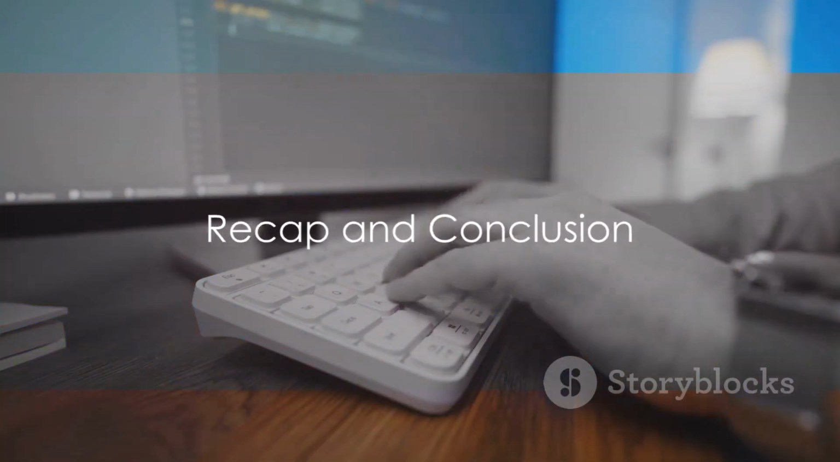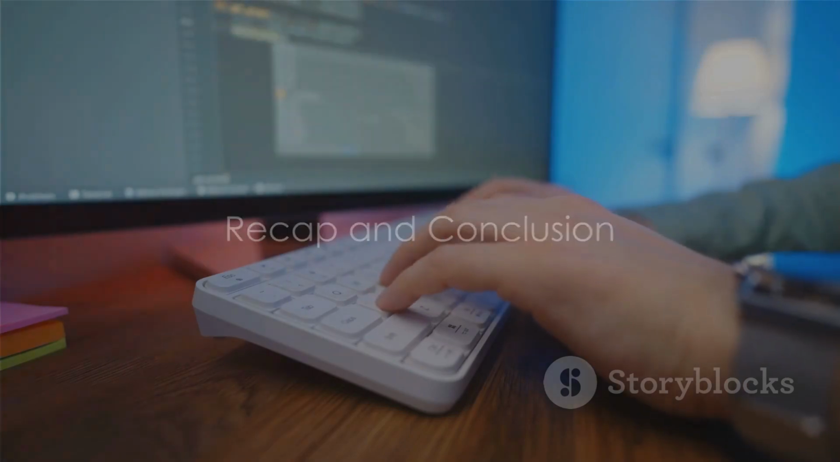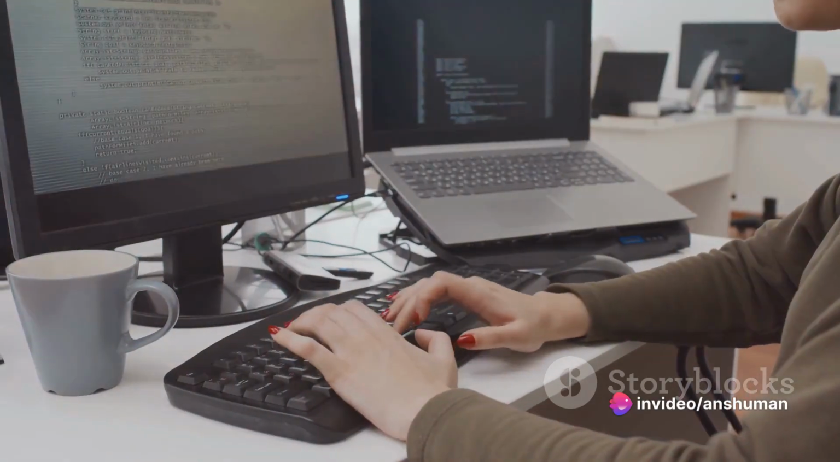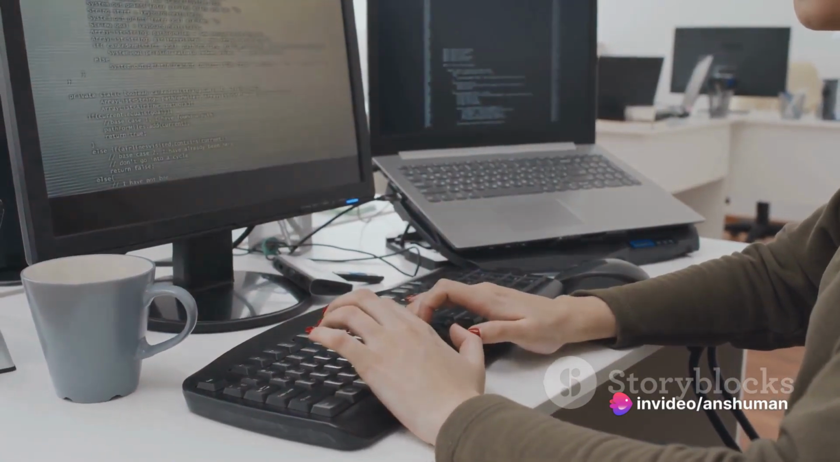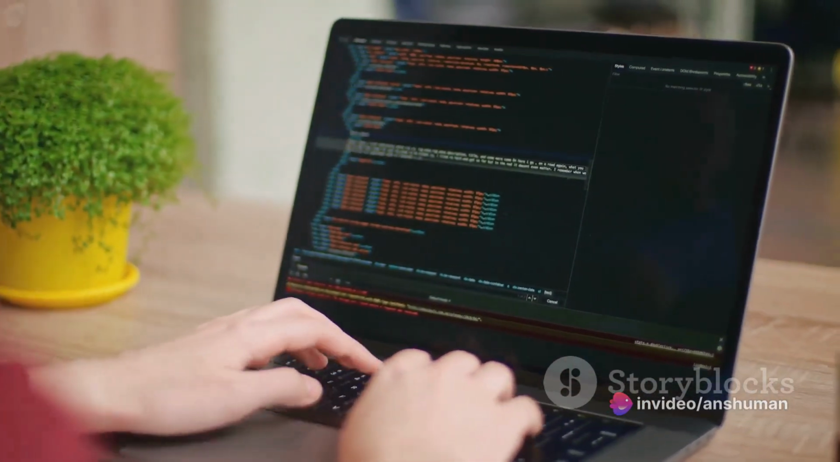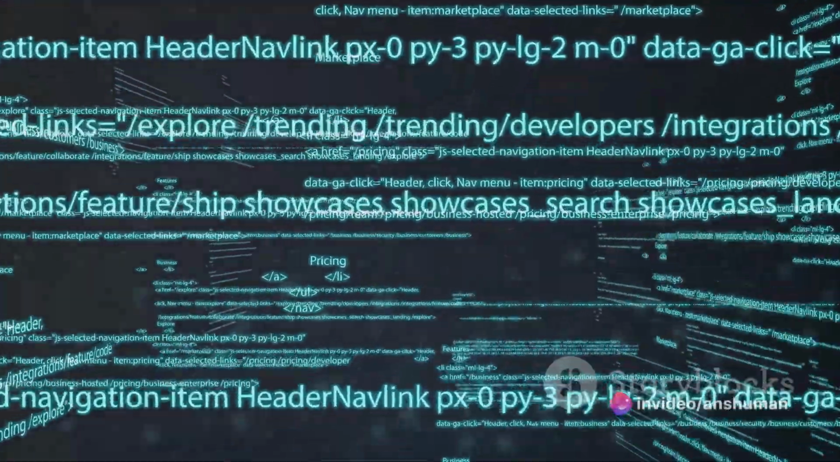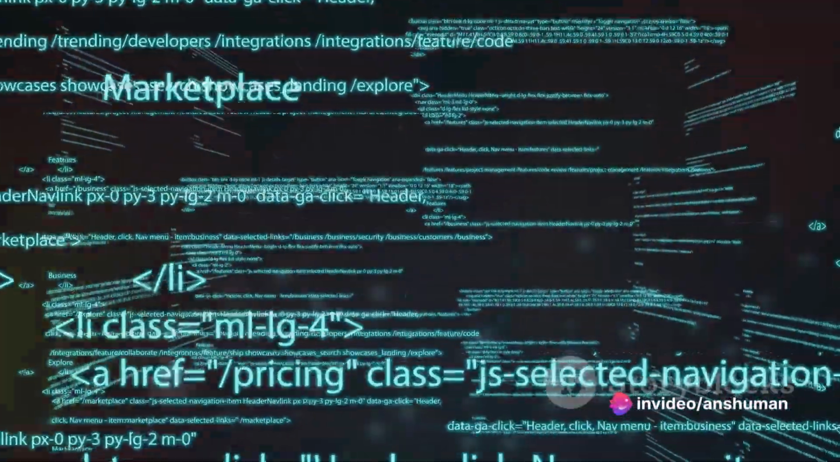So to recap, coding is a way to communicate with computers using programming languages. It involves understanding syntax, working with variables and functions, using control structures, and debugging. Remember, learning to code is like learning any other skill. It takes time, practice, and patience, but with perseverance, anyone can learn to code and unlock a world of possibilities.